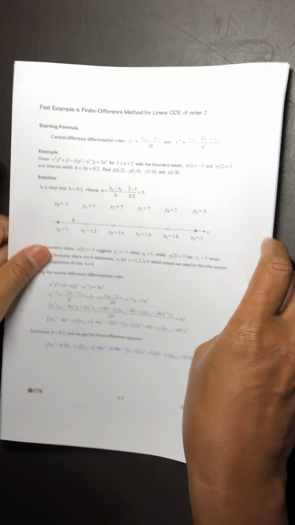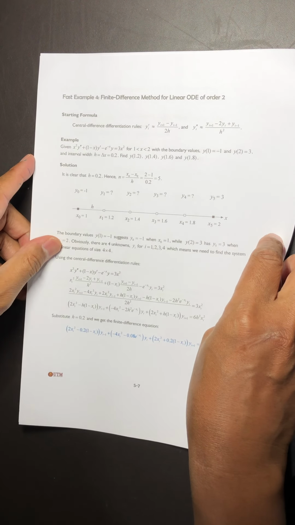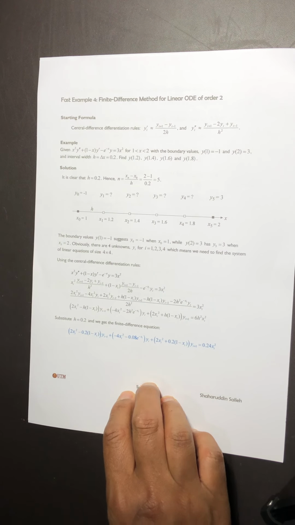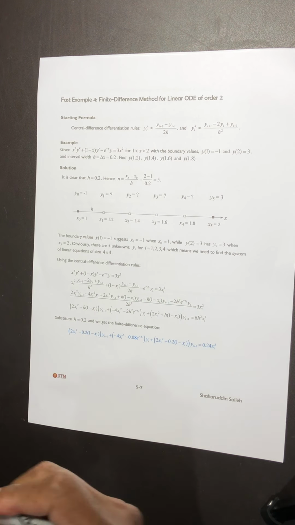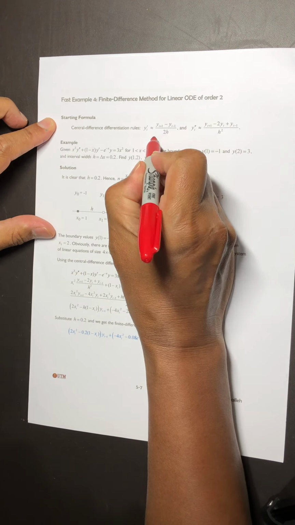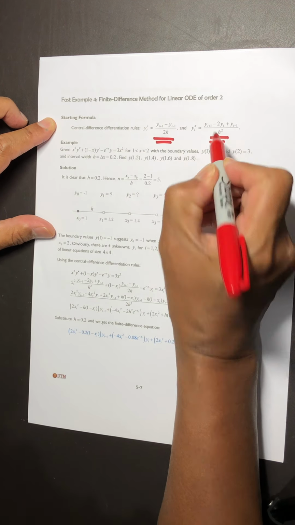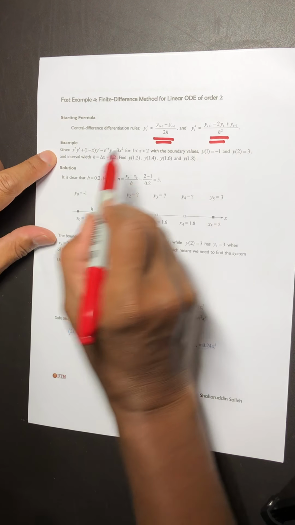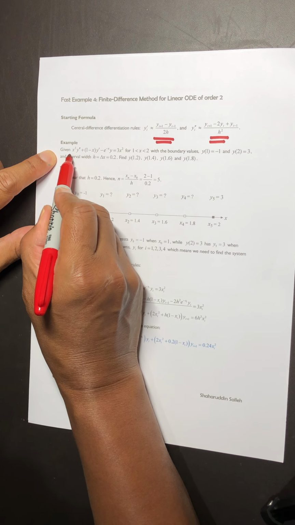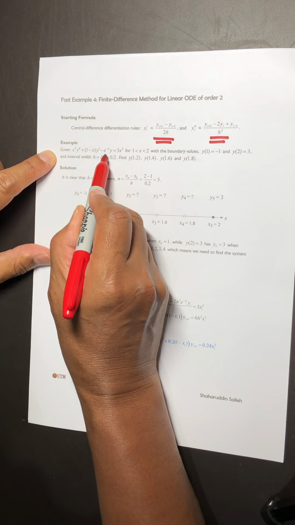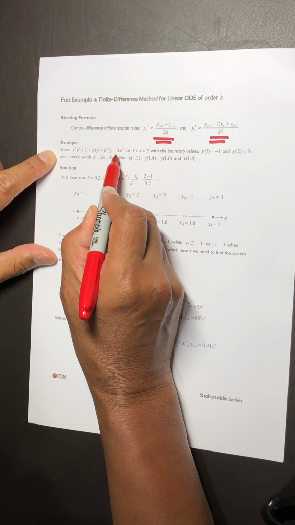Okay, so done with that, we can now discuss the sample problem, past example 4. Refer to your notes. We have it illustrated here. First we have the finite difference formula, central difference rules, y prime, y double prime. So this is the problem here: x squared y double prime plus (1 minus x) y prime minus e to the minus x times y equals 3x squared.